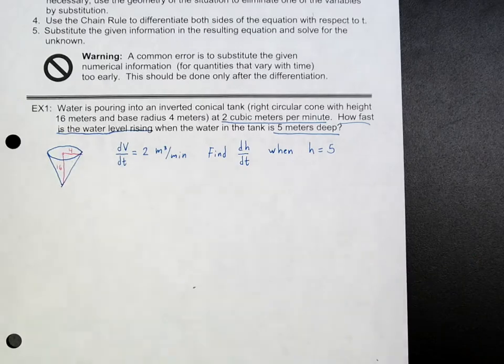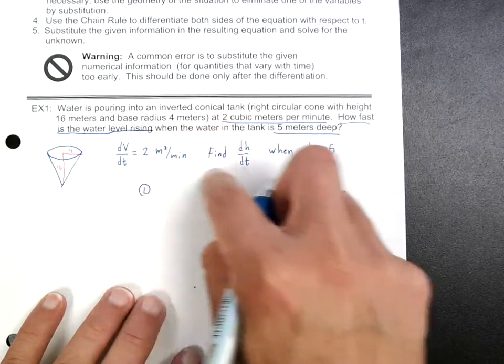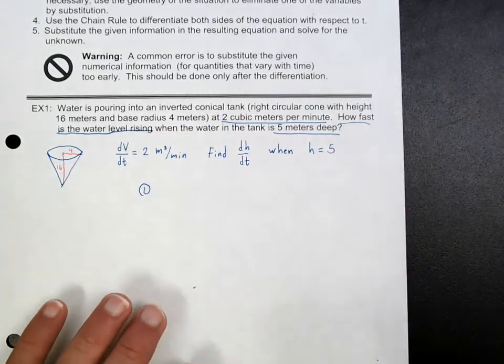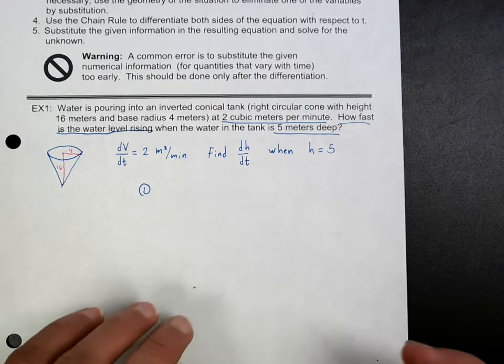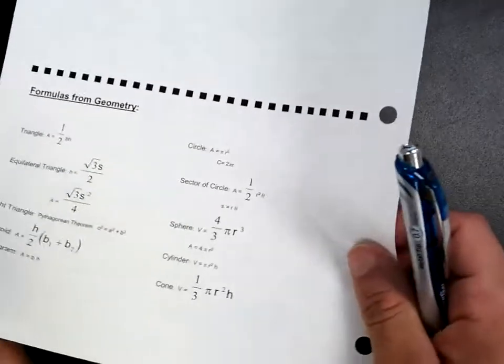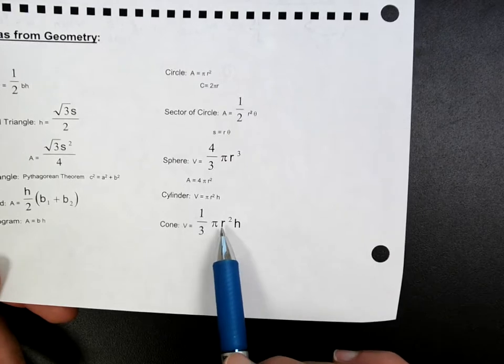The first thing you're going to do after you have written all this, and I would call this the first step, sometimes this is the hard part, and the next part should be relatively easy. The first thing you're going to do is try to find an equation or a formula that relates volume and height. If you look in the back of this one, there's the formula for the volume of a cone. The volume of a cone is 1/3 pi r squared h. So that's what I'm going to write here.